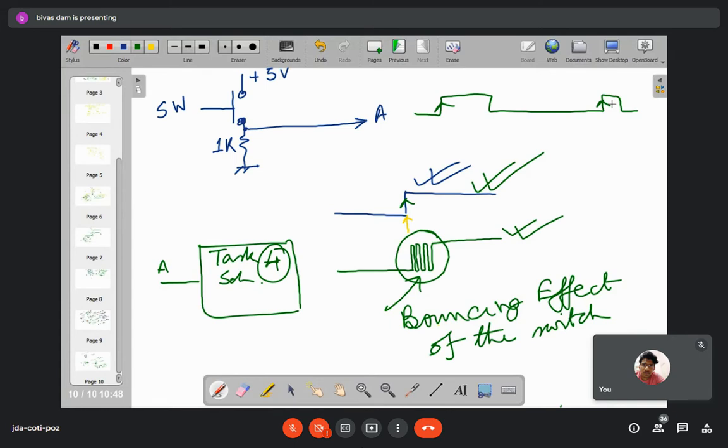But what problem you'll be facing here is, instead of this, what I am getting is this at A. So it may so happen, and remember here the number of times that the switch bounces, nobody knows. Nobody can predict how many times the switch is going to bounce.